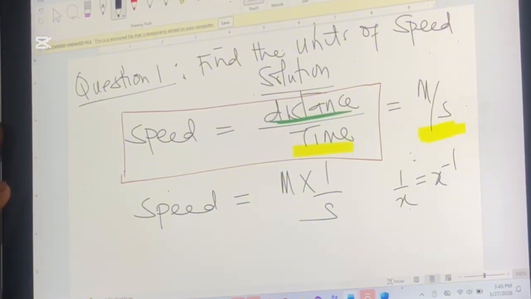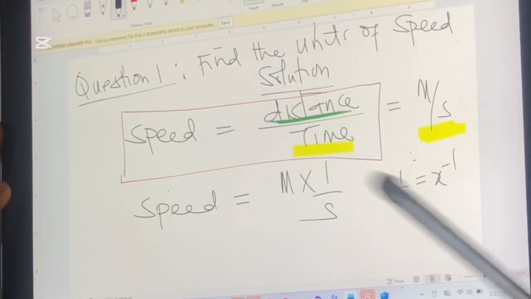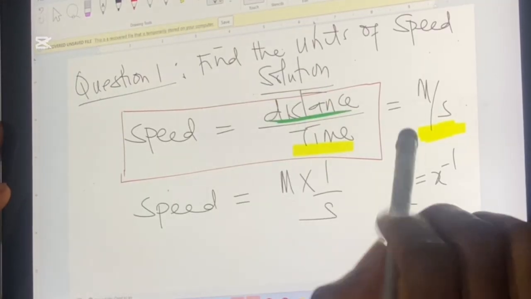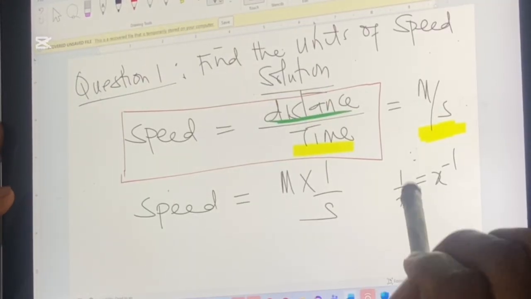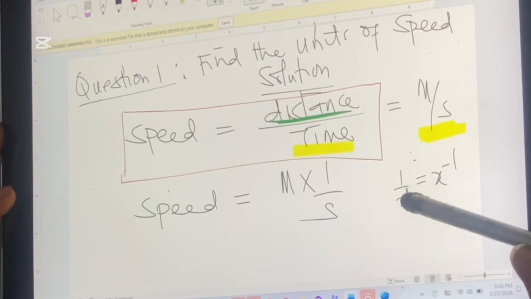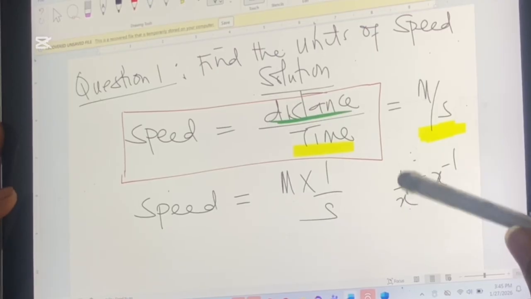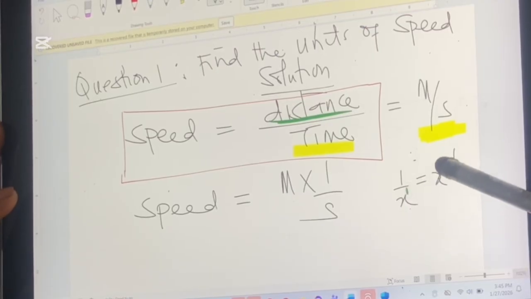Please take note. So the same thing here, whenever you are taking anything from numerator to denominator, the sign will change. There's an invisible one here. Taking s raised to power of 1 from denominator to numerator, it will be s raised to power 1 over 1.